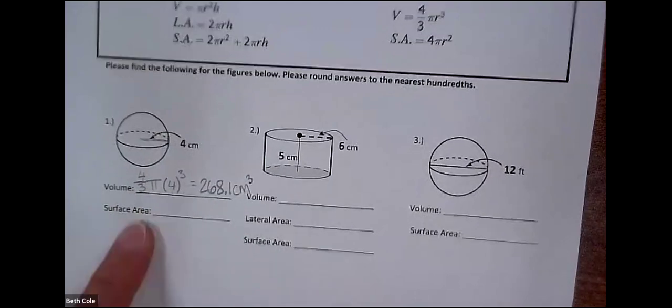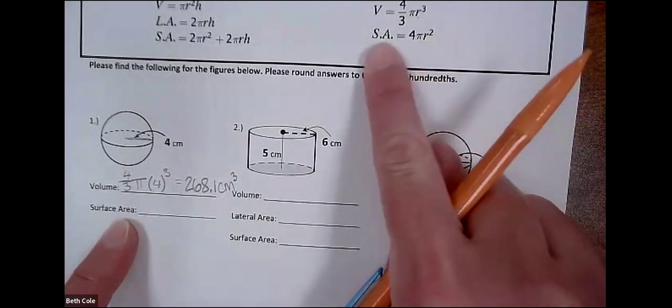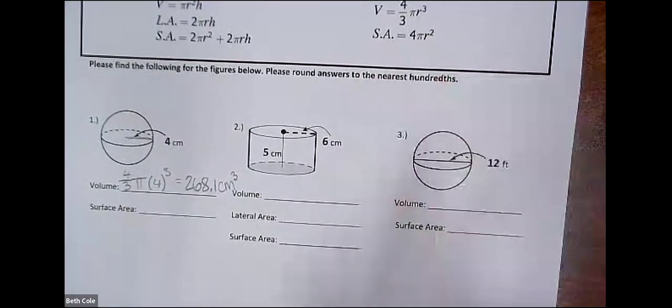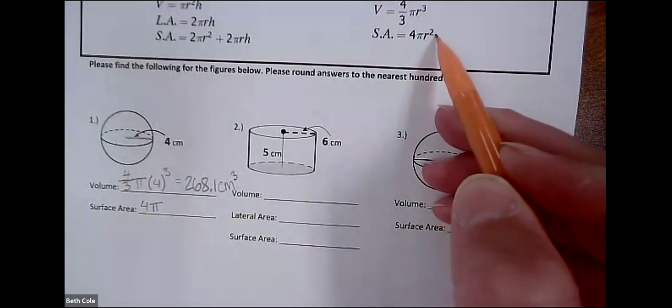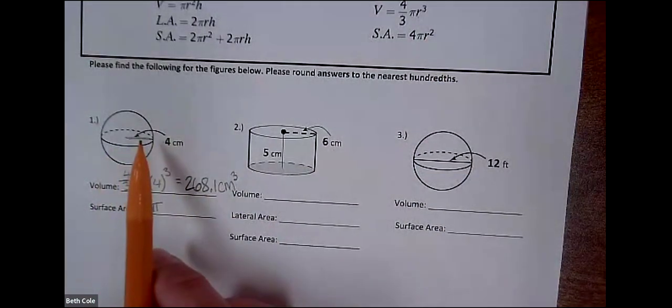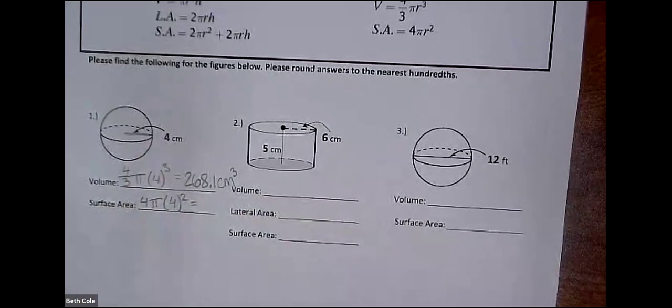All right. Now we're going to do surface area. We're going to look right here at this formula. You don't have to memorize it. You just have to find it. Surface area. So it is 4 pi, and then it says r squared. Well, what was r in this problem? 4. So 4 squared. And I'm going to share my screen. Type that in the calculator.